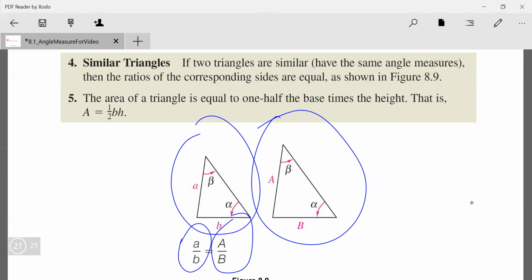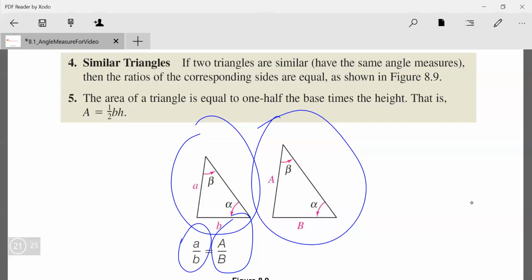Now you might remember there are different ways to determine whether two triangles are similar, but basically, two triangles are similar means they have equal angle measures.